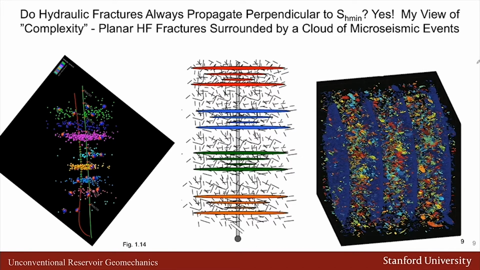And the hydraulic fracturing process using slick water generates this cloud of microseismic events. You can see real data on the left, schematically shown in the middle, and then the representation on the right, which I've mentioned earlier, of these tiny little slip events surrounding the hydraulic fracture.